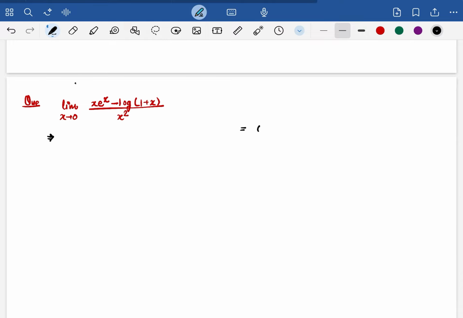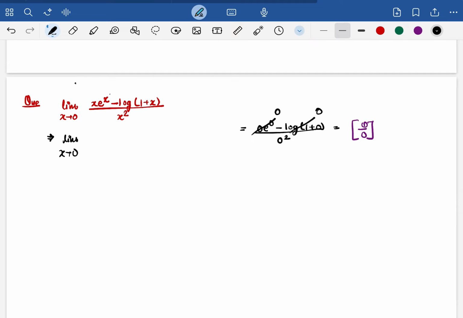So can we say 0 into e to the power 0 minus log of 1 plus 0, divided by 0 square, so this is 0 and log 1 is 0. Okay, 0 by 0, so can we say this is nothing but the 0 by 0 form. Okay, so 0 by 0 form is there. What we'll do, we'll just differentiate it. So limit x tends to 0.